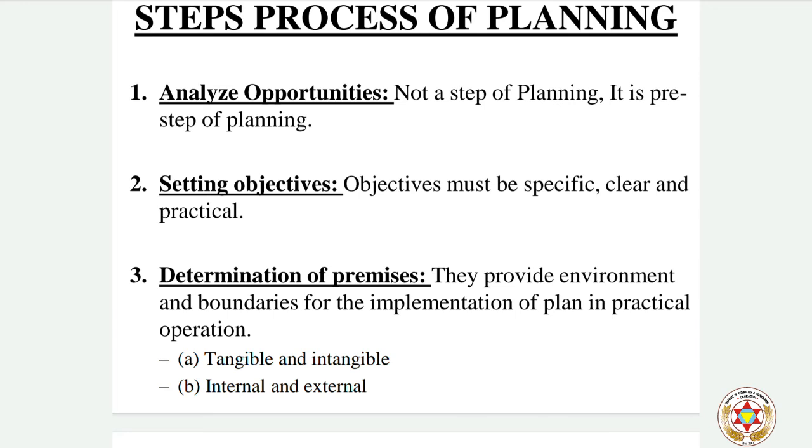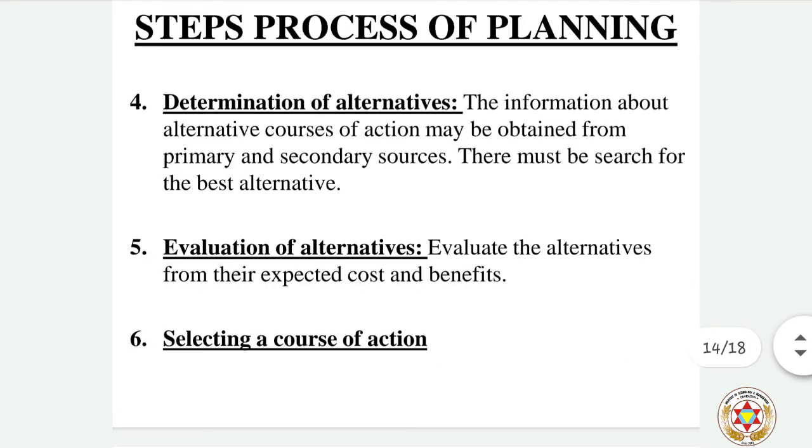Setting objectives is the first and real starting point of planning, and the management has to define objectives clearly by considering organizational resources and opportunities, because a minor mistake in setting the objectives might affect the implementation of plans. So objectives must be specific, clear, and practical. They should be time bound and expressed in numerical terms. Next is the determination of premises. Premises are the assumptions about the future in which the plan is implemented. They provide an environment and boundaries for the implementation of the plan in practical operations. The premises can be tangible, intangible, and external.